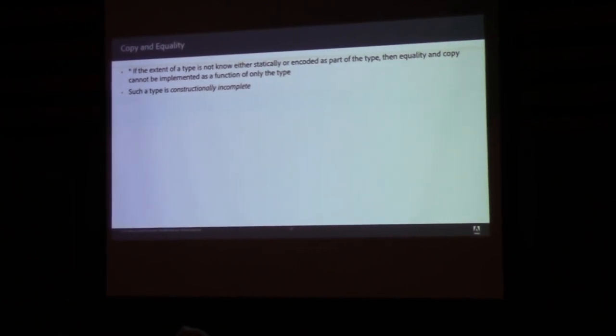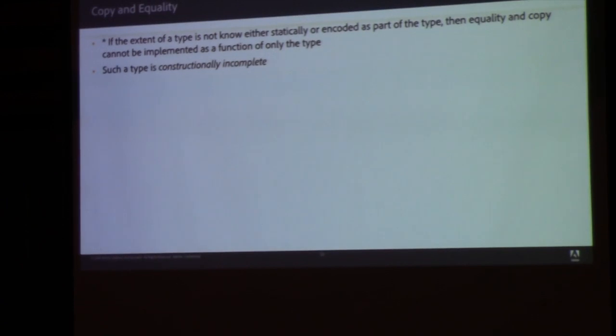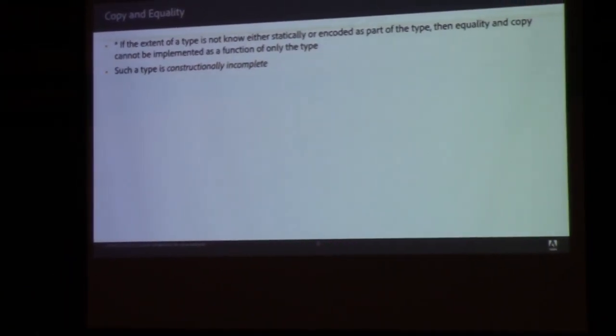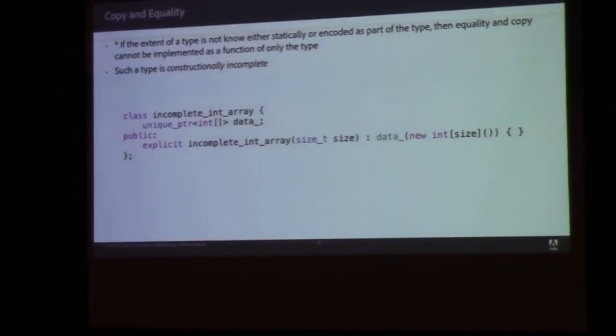If the extent of a type is not known either statically or encoded as part of the type, then equality and copy cannot be implemented as a function of the type. Such a type is referred to as constructionally incomplete. Let's see some code so we can see what I mean here.